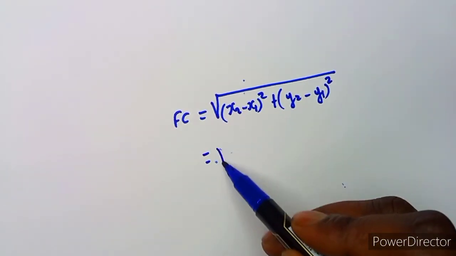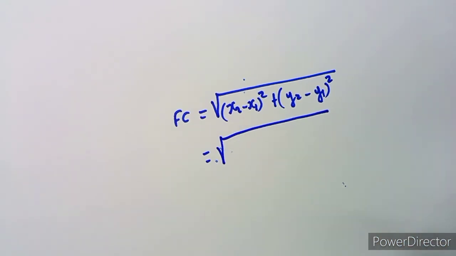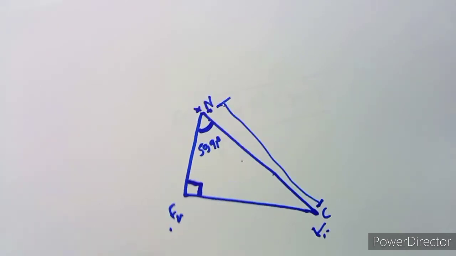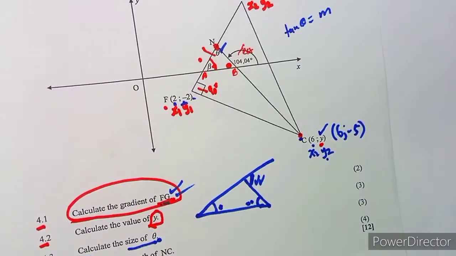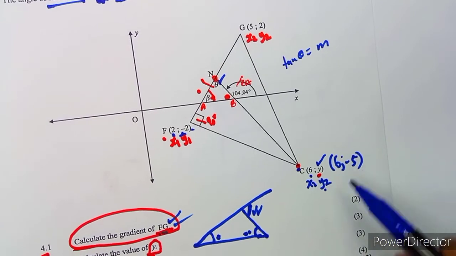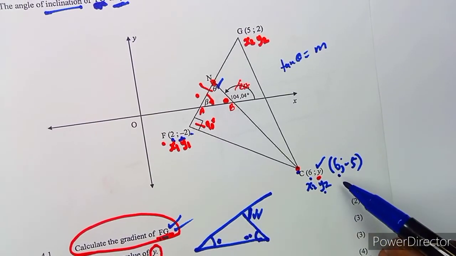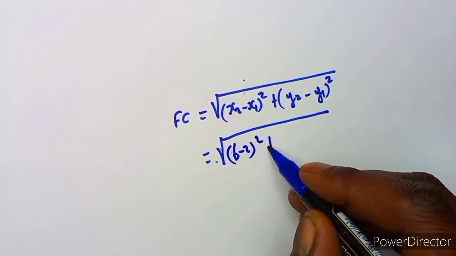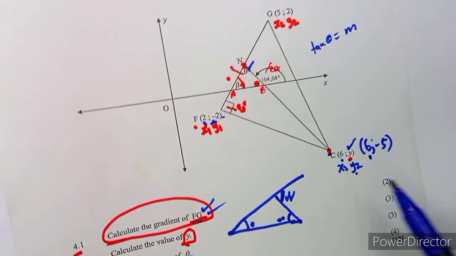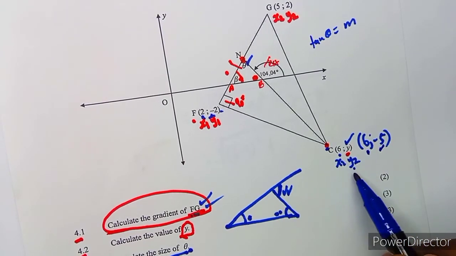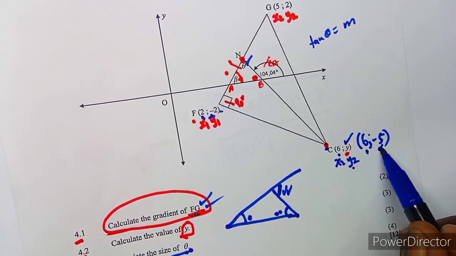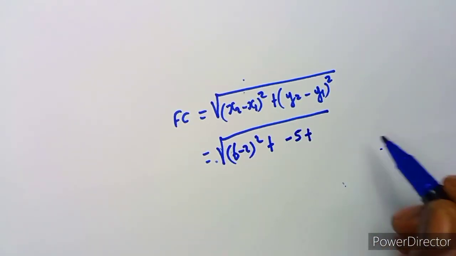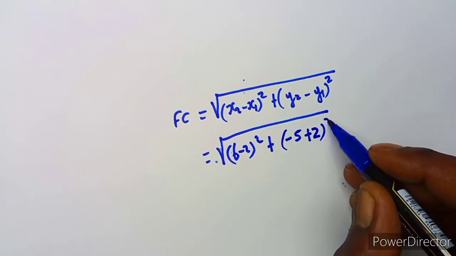That's the square root of x2 minus x1, referring to the line FC. We mentioned our points before, F and C. So it's 6 minus 2 squared, plus y2 minus y1. In this case, y2 is minus 5, so it's minus 5 minus 2, which is going to be something like a plus, because it's minus minus, plus 2 squared. So that's what you're going to have.